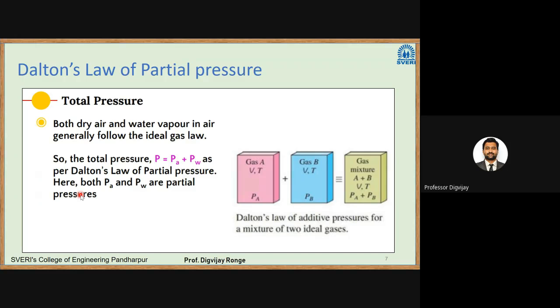If you want, you can draw this diagram, or you can simply write it as gas A with partial pressure PA plus gas B with partial pressure PB will be equal to P. So the total gas mixture pressure will be equal to PA plus PB.